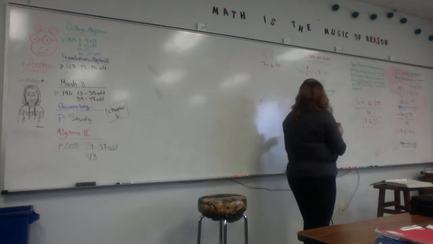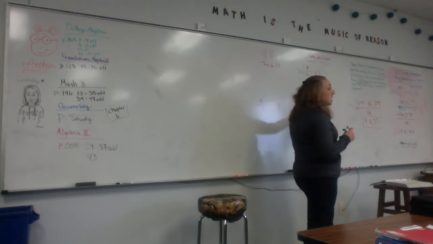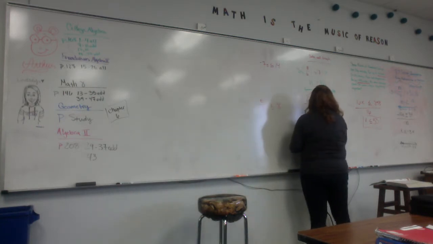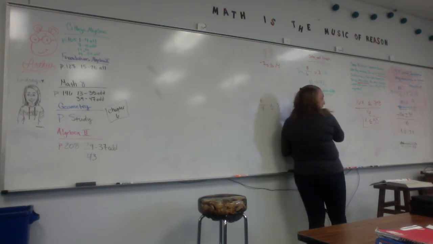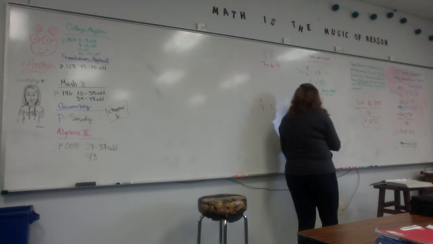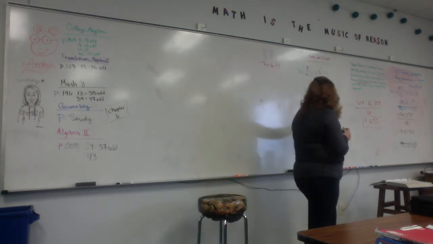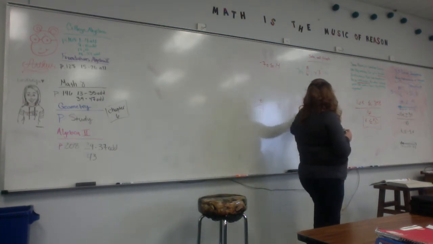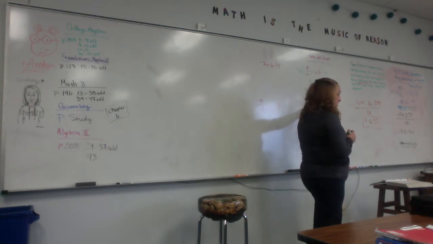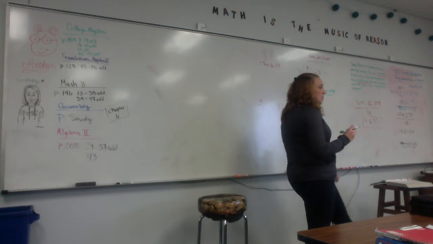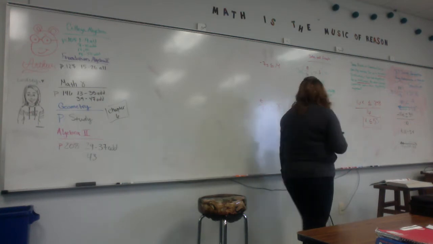The symbol does not change here because I did not divide by a negative, even though there's a negative over here. So it's x is greater than -4, because -8 divided by 2 is -4. I did not divide by a negative, so the sign stays the same, even though there's a negative in this equation. It's what you're doing to it that you have to pay attention to.